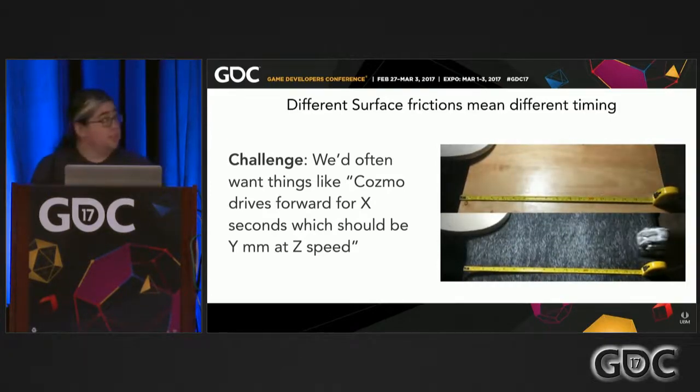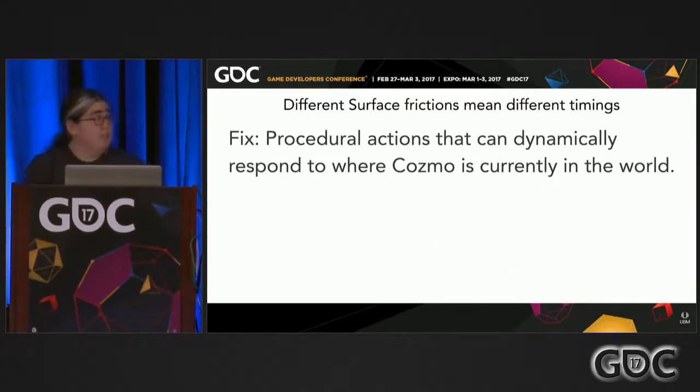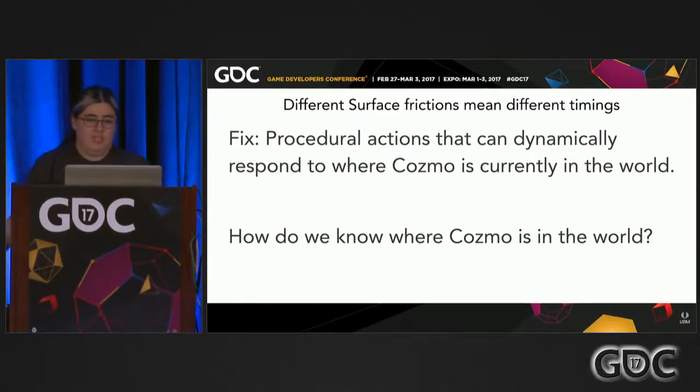So to fix this, we just need to figure out where Cozmo is in the world, and if we need him to end in a specific position, end at that position. But how do we know where Cozmo is in the world?